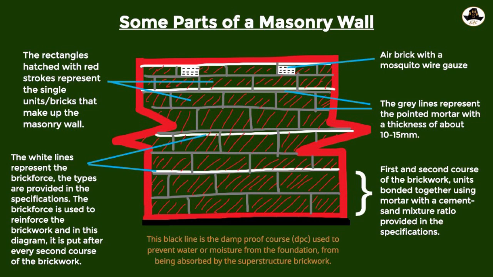And as you can see, we have the rectangles edged with red strokes that represent the single units or bricks that make up the masonry wall. So a masonry wall can be of stones or bricks. It has to be single units that are bonded together to form a wall. That's basically the masonry wall.